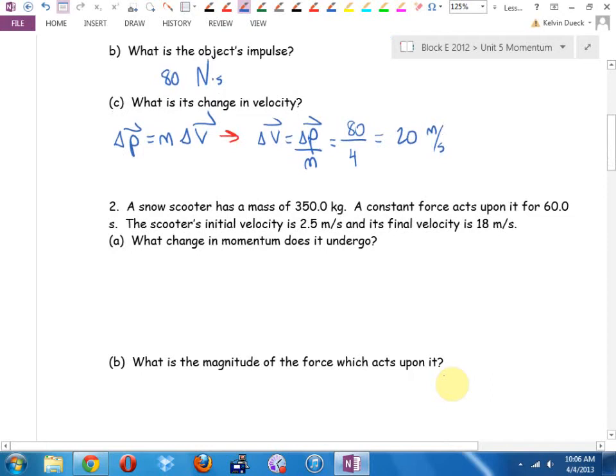Number 2, a snow scooter has a mass of 350 kilograms. A constant force acts upon it for 60 seconds. The scooter's initial velocity is 2.5 meters per second and its final velocity is 18 meters per second. What change in momentum does it undergo? Well, change in momentum, or impulse, is written like that, but there are 2 ways to calculate it.